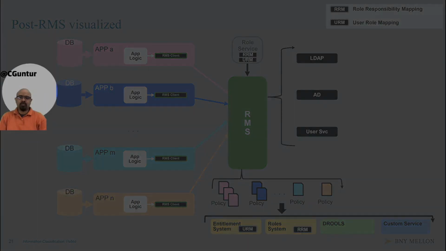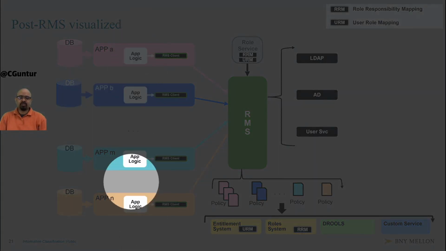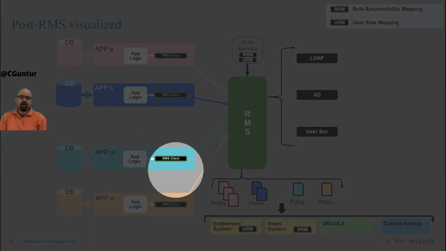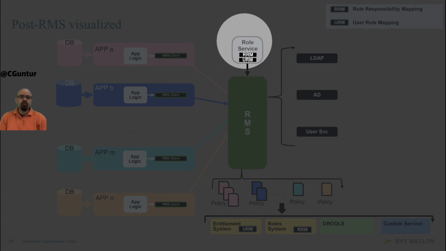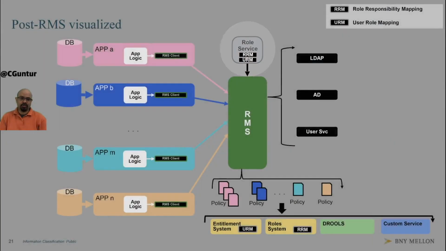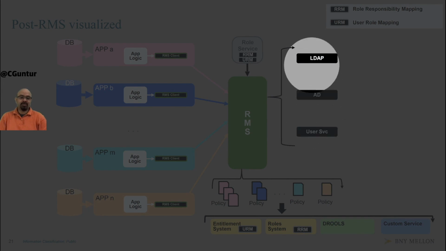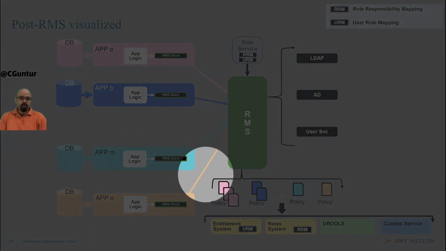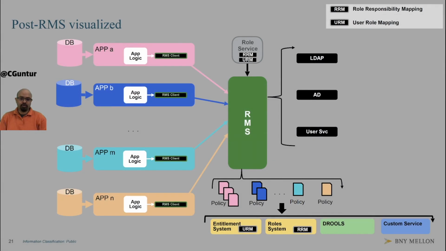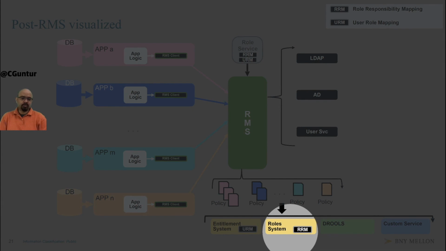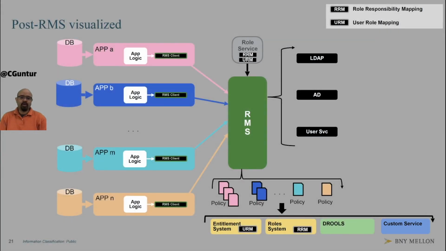The first thing we notice is in post-RMS, the database does not contain any user role mappings or role responsibility mappings. The application logic is sheerly business logic and nothing else. The evaluation has been deferred to an RMS client, RMS standing for Responsibility Management System, which connects to a Responsibility Management System, which provides for a centralized role service across the organization. So role responsibilities and user roles are now centralized. In addition, the Responsibility Management System connects to integrated services on the application's behalf. And the most important aspect, the Responsibility Management System provides a policy engine that can evaluate policies that are set for your domain or application. These policies can further connect to systems that are provided by your organization in order to evaluate whatever data and policy needs to be evaluated. This is what we want to achieve.